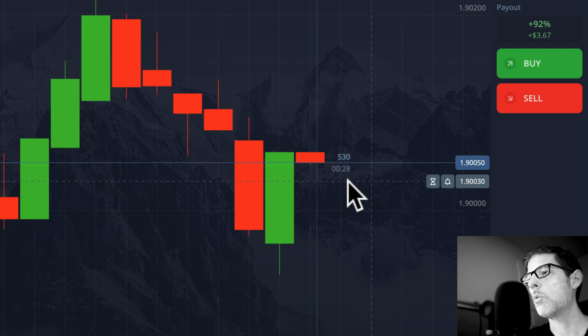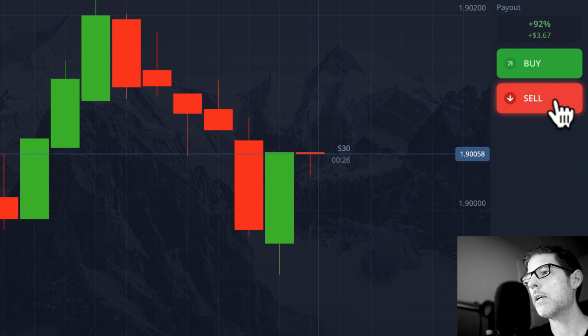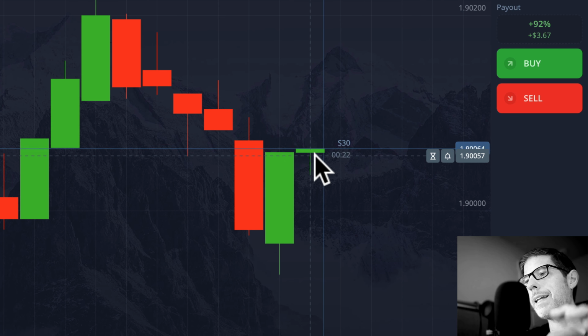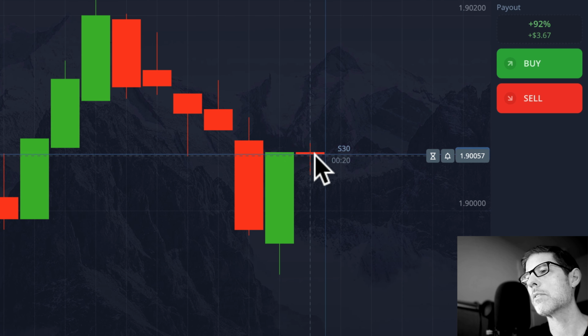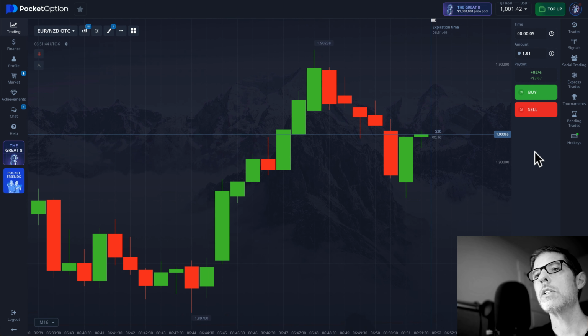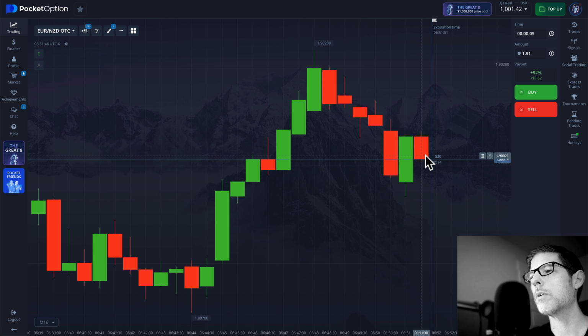There it is, 29, 28, 27. But look at that. It's almost like a pancake. It's a very, very small-bodied candle. And I'm not going to take the trade on that. So we can change the chart. This chart is okay. You just need some decent movement in the market.